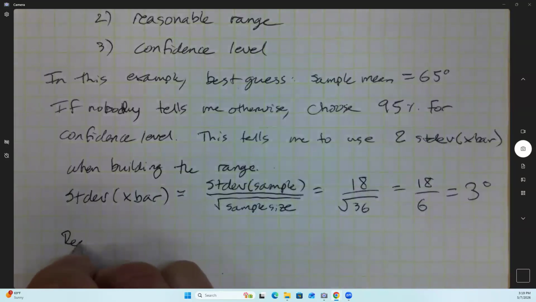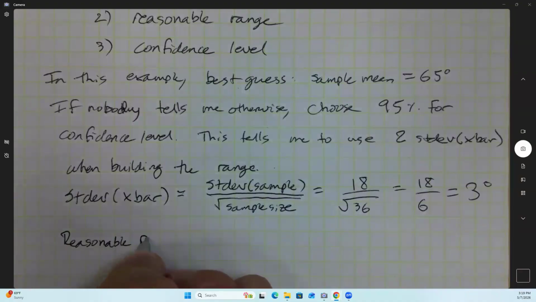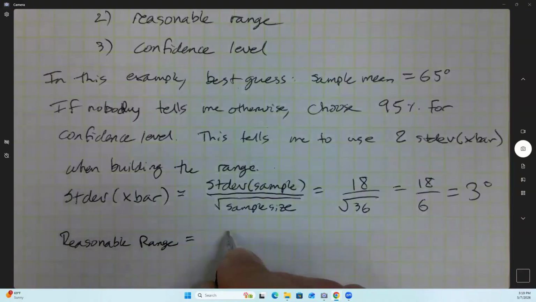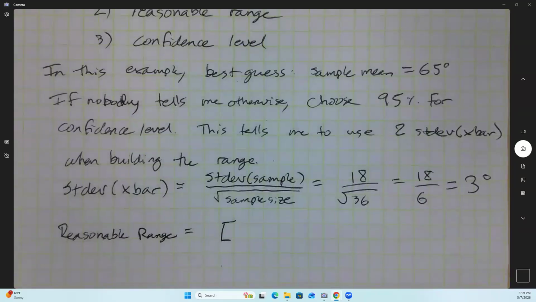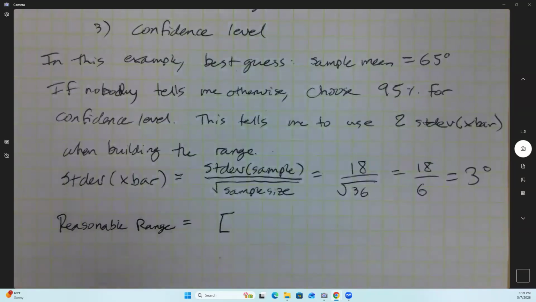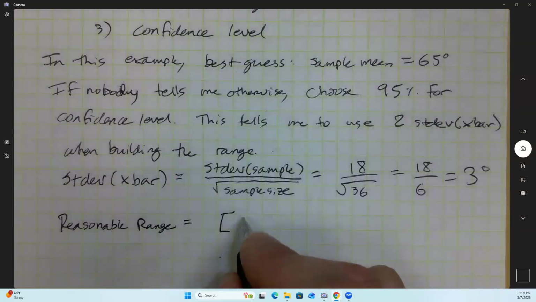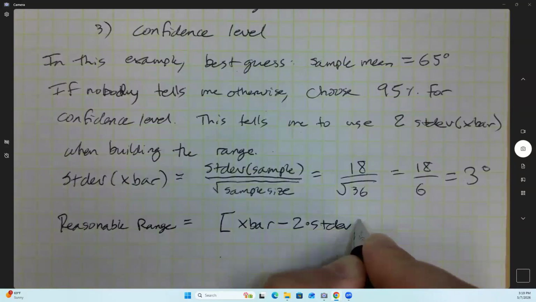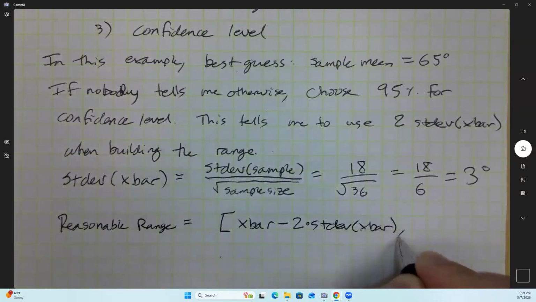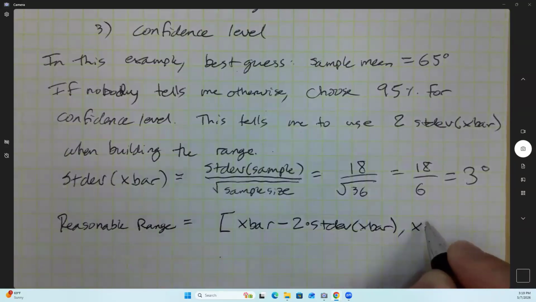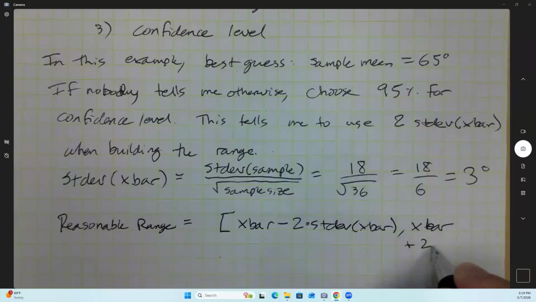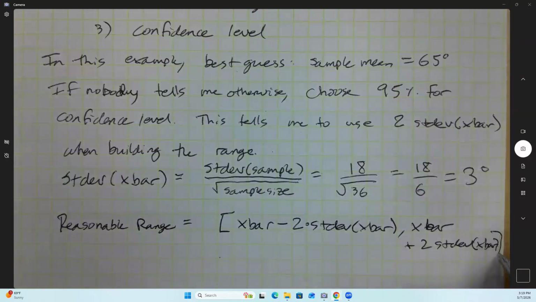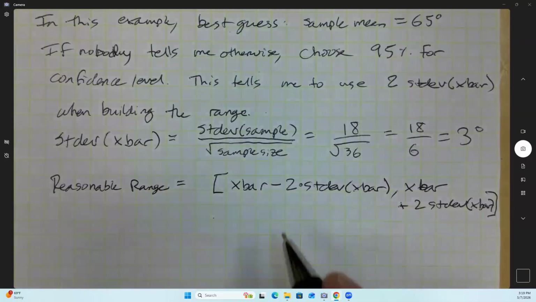And from this, I build my reasonable range. I'll use interval notation here because we use that a lot. It's going to be the sample mean minus 2 standard deviations of the sample mean up to the sample mean plus 2 standard deviations of the sample mean. I'm going to write it again.